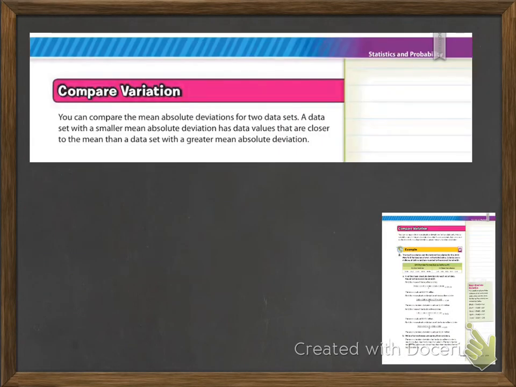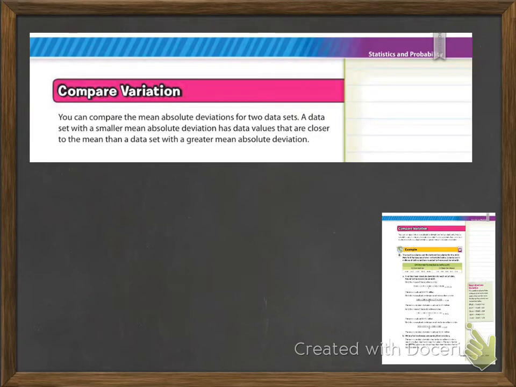All right, so now we're going to talk a little bit more about comparing variation. You can compare the mean absolute deviation for two data sets. What we've been doing is doing it for just one data set, so now they're going to make us do it for two data sets. A data set with a smaller mean absolute deviation has data values that are closer to the mean than a data set with a greater mean absolute deviation.